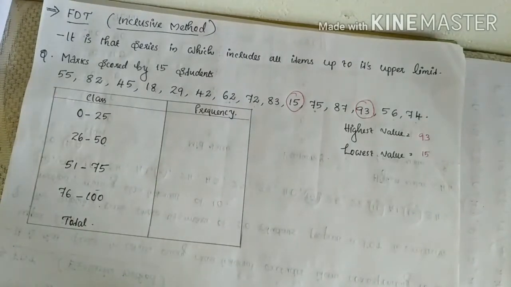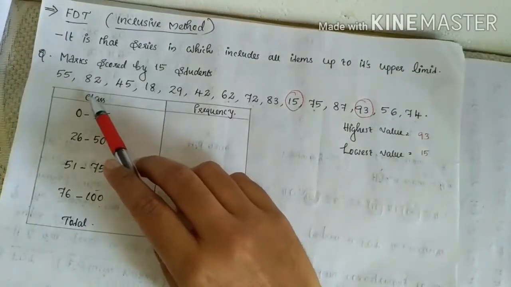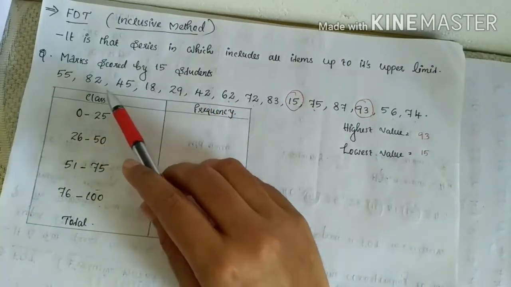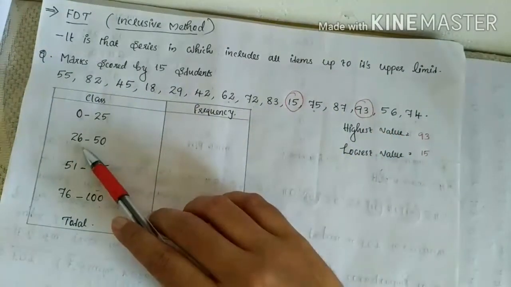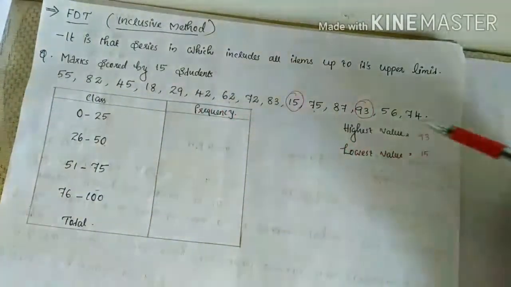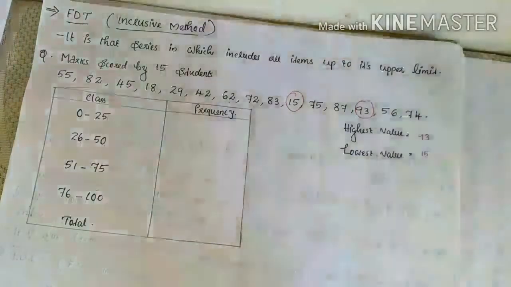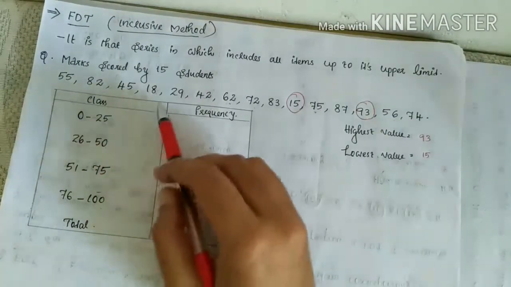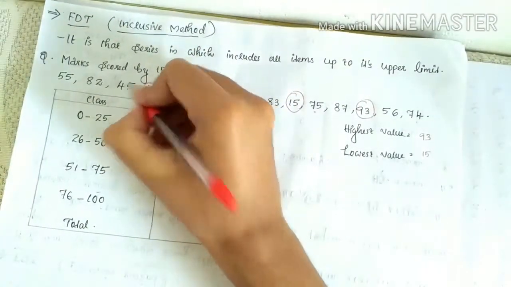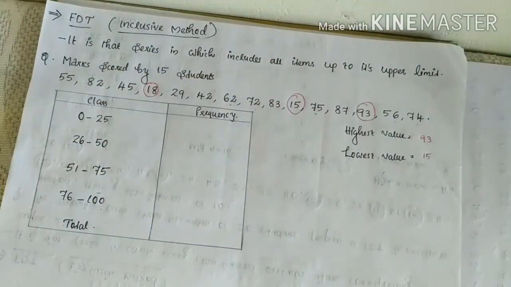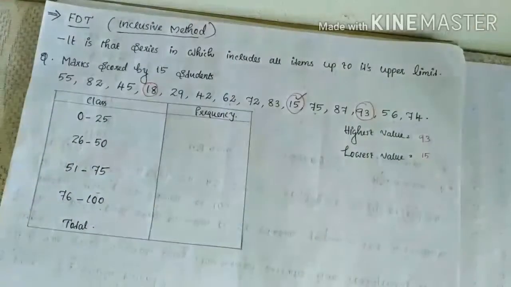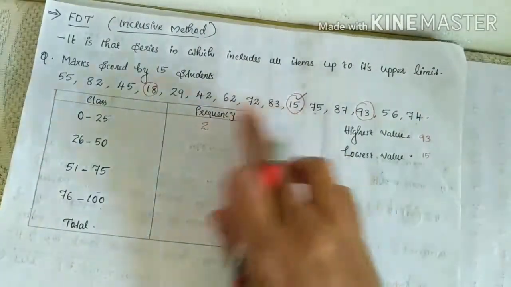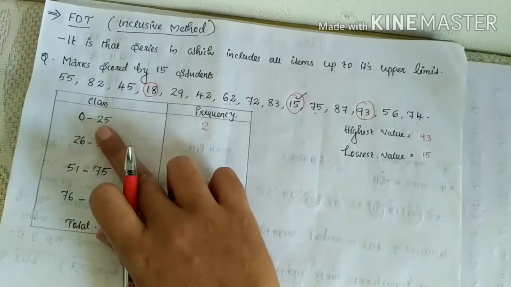After constructing the classes, the next step is to find what items are included in each class. For the class of 0 to 25, what items are included, and for the class of 26 to 50, what items are included. That's the next procedure. The class of 0 to 25: the first item is 18 and the second item is 15. So the total frequency is 2. 18 and 15 are included in the class of 0 to 25.